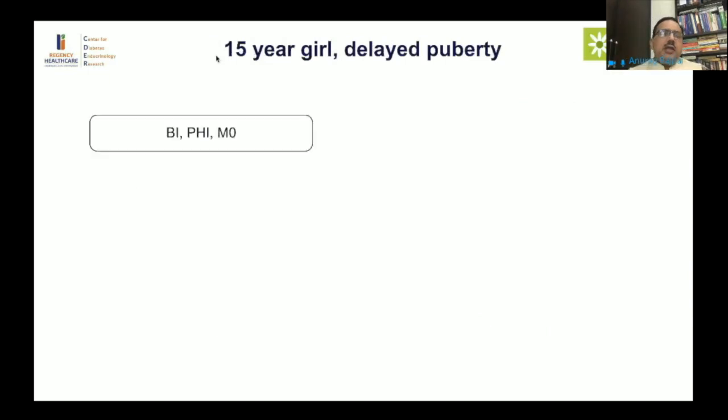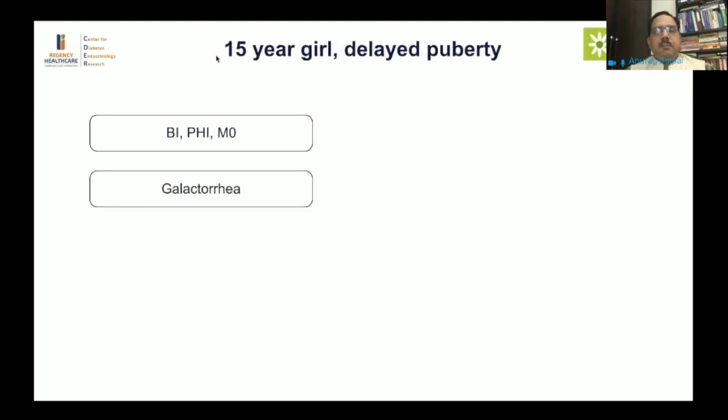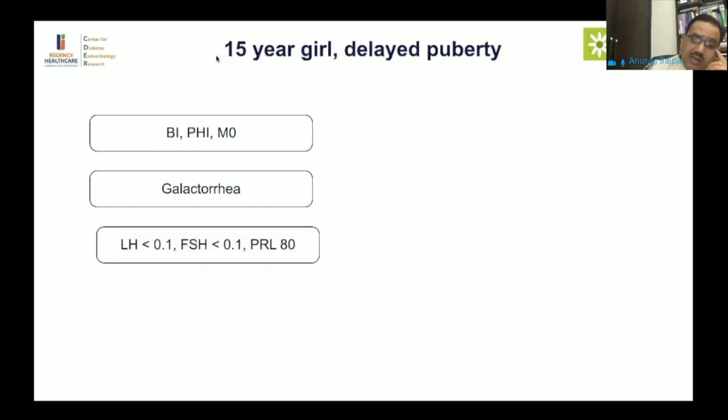15-year-old girl with delayed puberty, and we see that there is no breast development, no pubic hair development. She has galactorrhea. So somebody thought there is hyperprolactinemia. Prolactin levels were high and LH-FSH levels were low. So she was advised neuroimaging to rule out a possibility of a pituitary adenoma. What do you think should be the most important test before we really go ahead with neuroimaging? You can put up the options there.